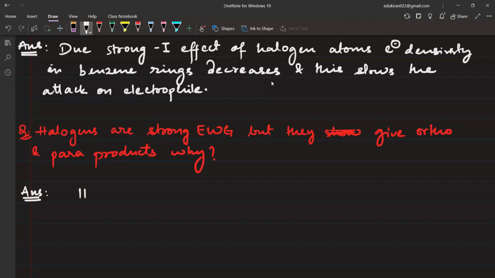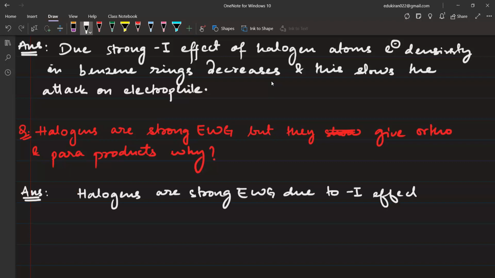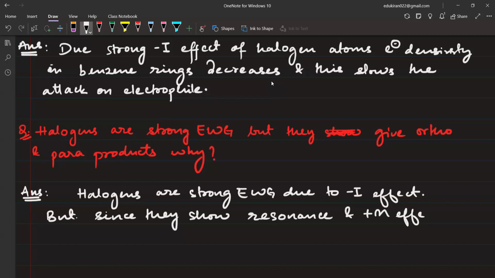You will write the answer: halogens are strong electron withdrawing groups due to the minus I effect. But since they show resonance and plus M effect, electron density increases at the ortho and para positions.